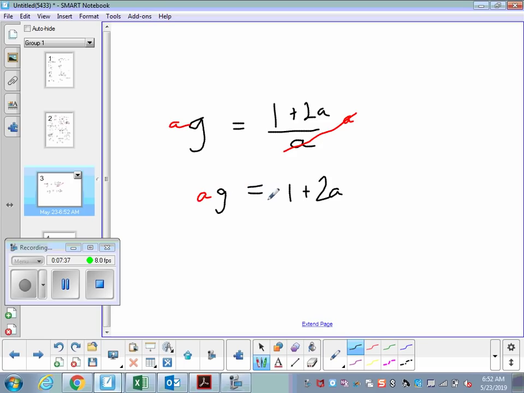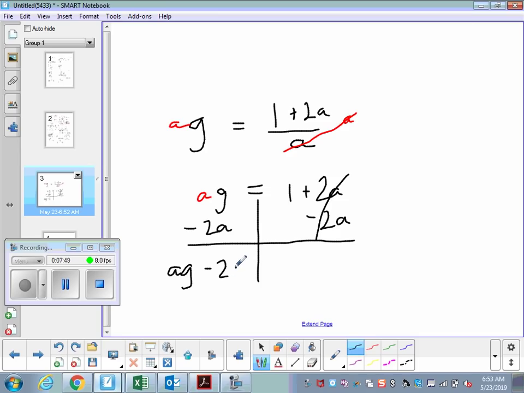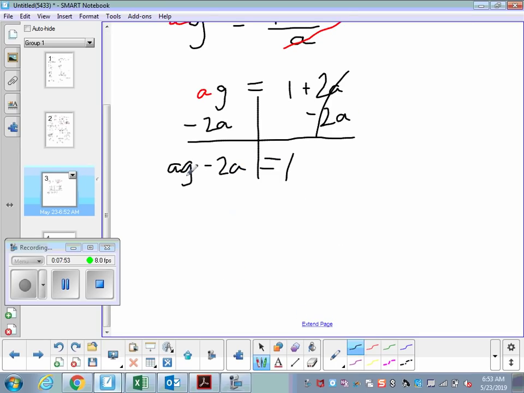Now what you can do is subtract 2a from this side, so it cancels out over here, and then subtract 2a from this side over here. And you'd be left with ag minus 2a equals 1. Now you've got an a in both of these terms that you can factor out, and you'd be left with a(g minus 2) equals 1.